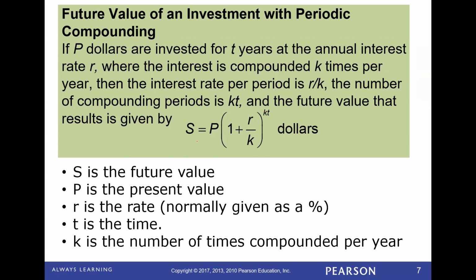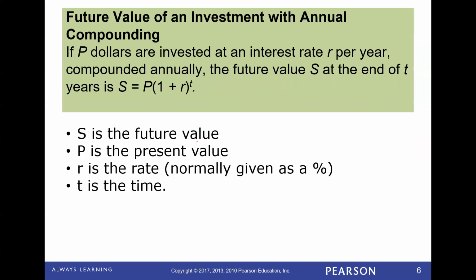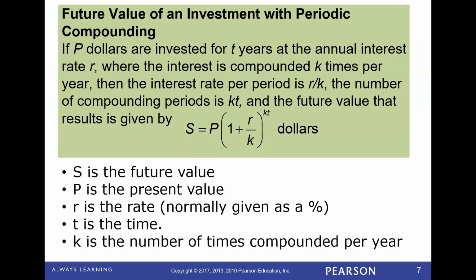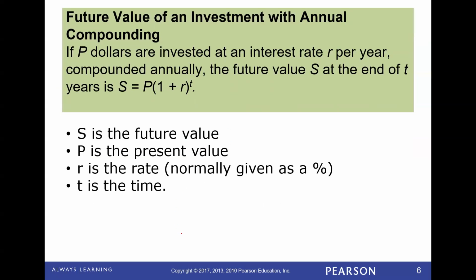So do I really need this formula? Well, technically, these formulas are identical. The only difference here is this formula has K already in as 1. So look at this. If I take R and divide it by 1, I'm going to get R. If I take 1 times T, I'm going to get T. And that's literally what's happening with this formula.